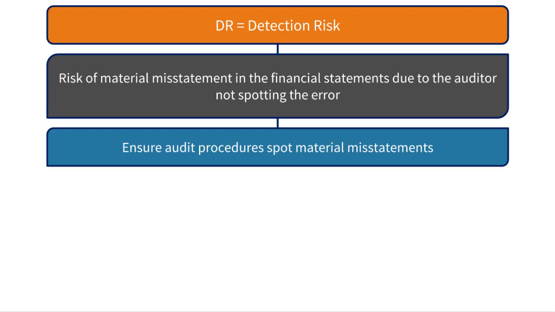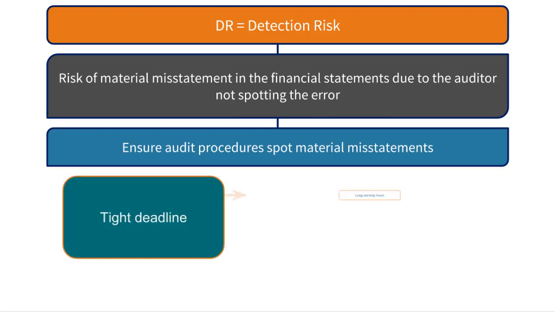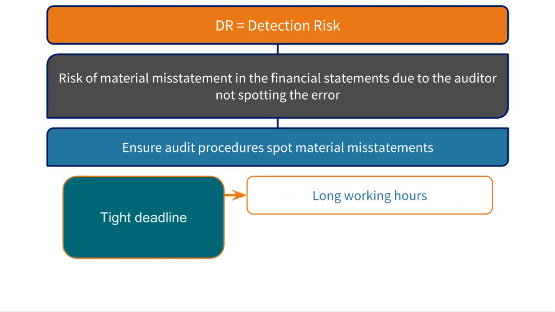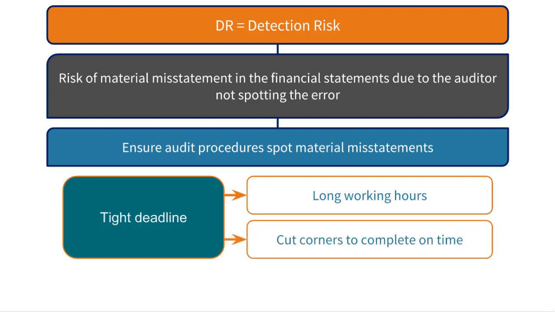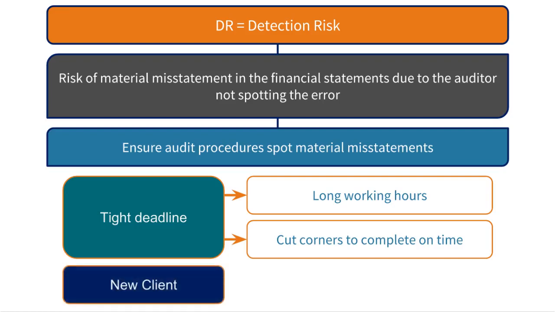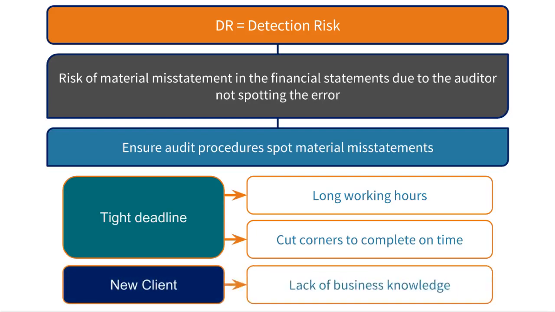If the client is imposing a tight deadline, it may mean the long working hours could cause misstatements to be missed, or the auditor may cut corners to get the work completed on time and perform less procedures than they should. If the client is new, the audit team may lack knowledge of the business, which could mean they miss something important in spotting a misstatement.